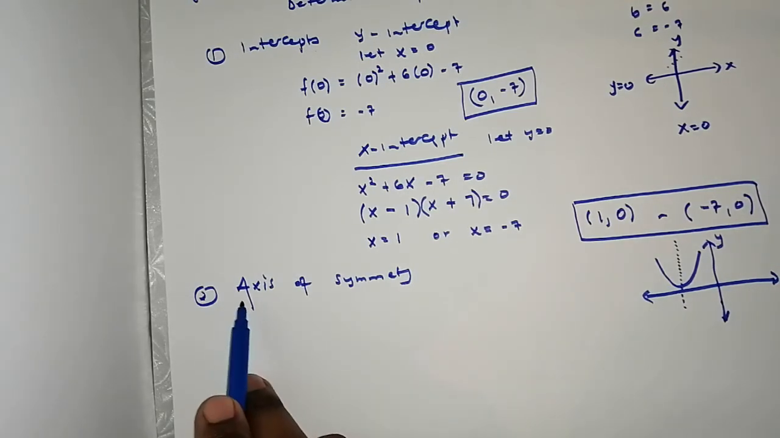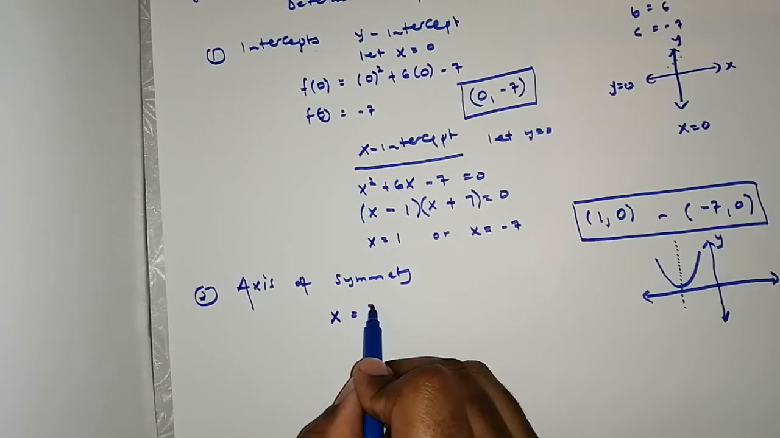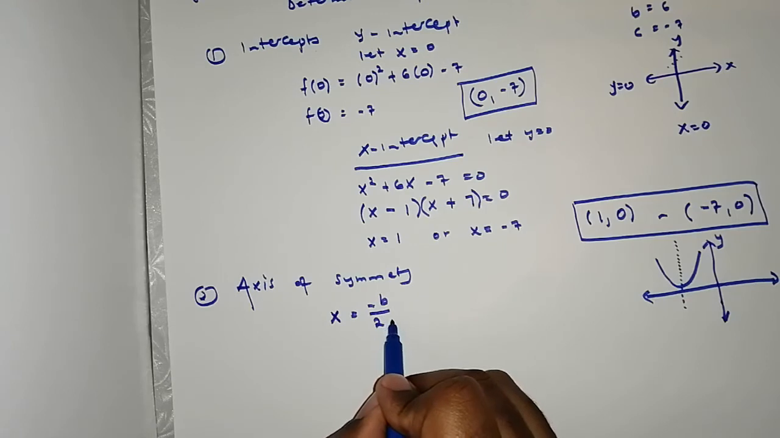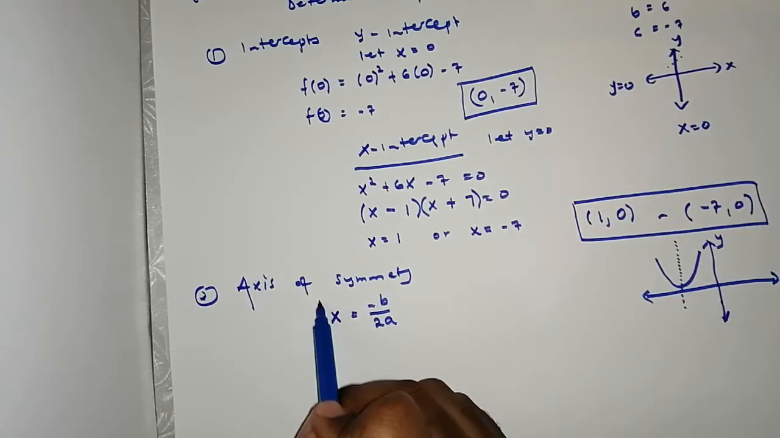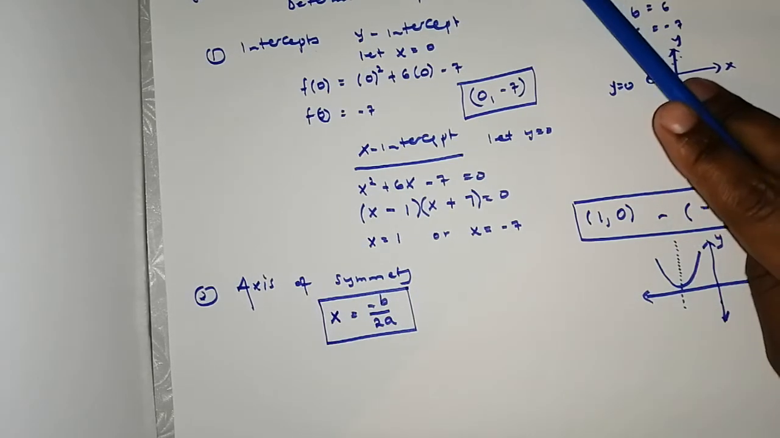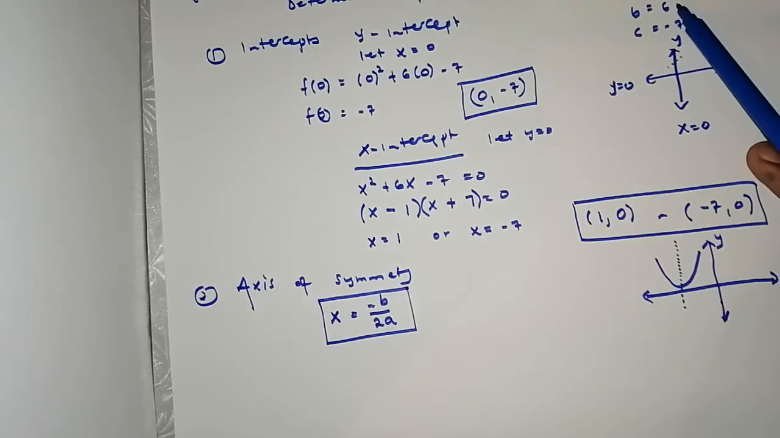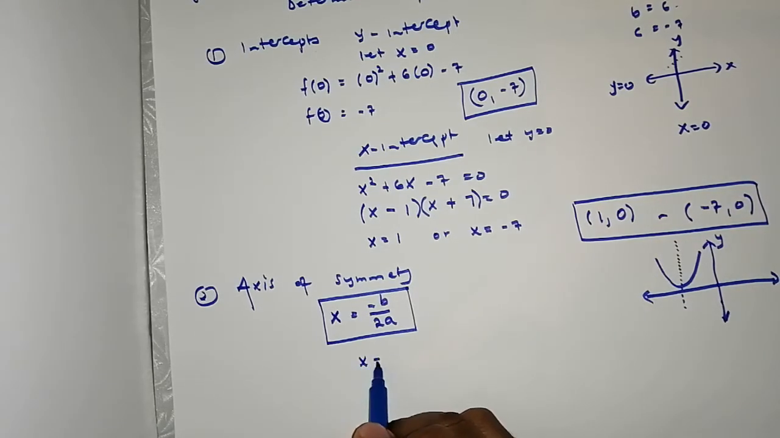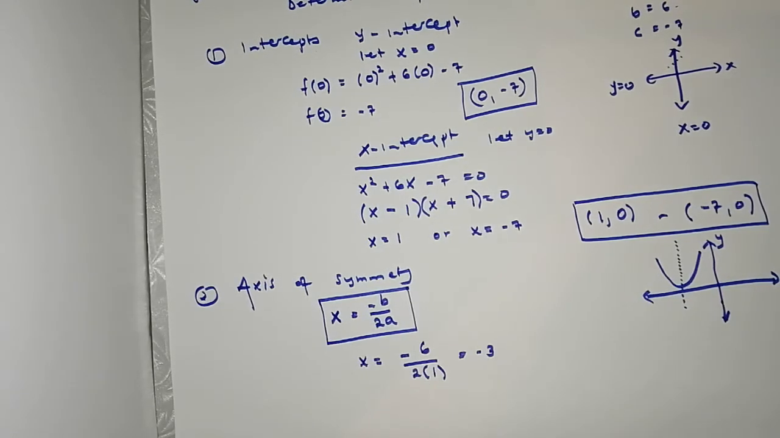For the axis of symmetry, it's going to be x equals something. So this is the equation: x is equal to minus b divided by 2a. And the function that we are given is in standard form, so b is 6 and a is 1. So let's just do it. x is equal to minus, what is b? 6, divided by 2 times 1. So this is minus 3.